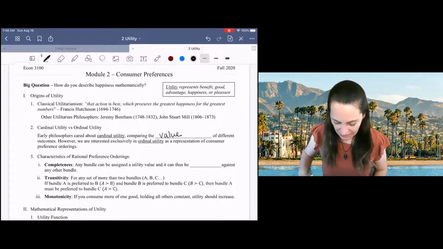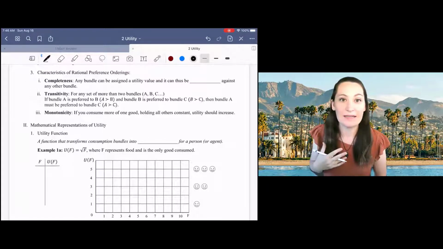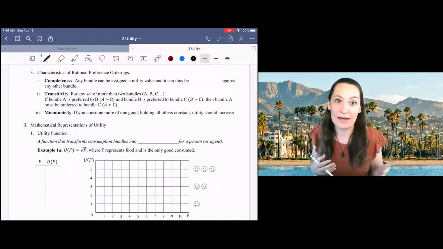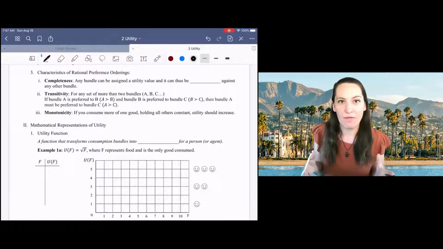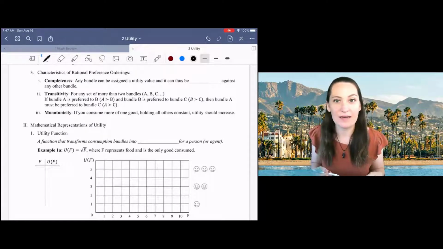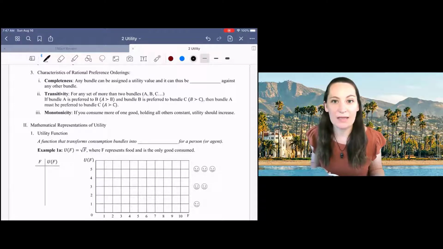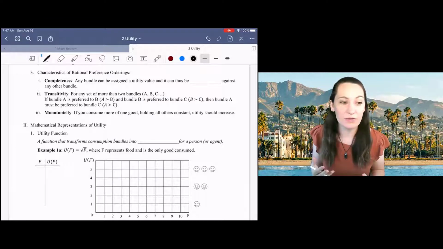To start to think about preference ordering, that would be like saying, I like apples better than bananas, but I like bananas better than carrots, right? We need those preference orderings to be rational in the sense that we can predict how you would behave in any number of situations based on your preferences. And in order to have a rational preference ordering, we need those preferences to meet these three criteria.